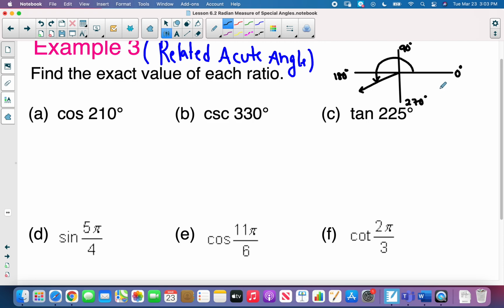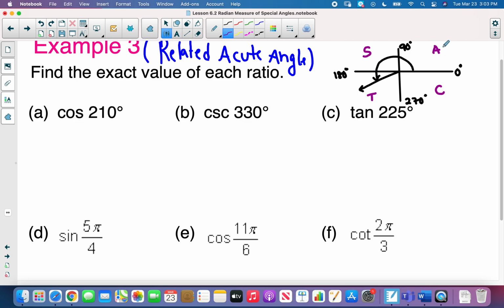And we have the CAST rule, right? The CAST rule tells us that in the first quadrant, which is here, all the 3 trig ratios are positive. The second quadrant, only sine is positive, for S. Third quadrant, only tan is positive. And in the last quadrant here, only cosine ratios are positive. So 210 lies in the third quadrant where only tan is positive. So now my answer is going to be negative because I'm asked cos of 210.